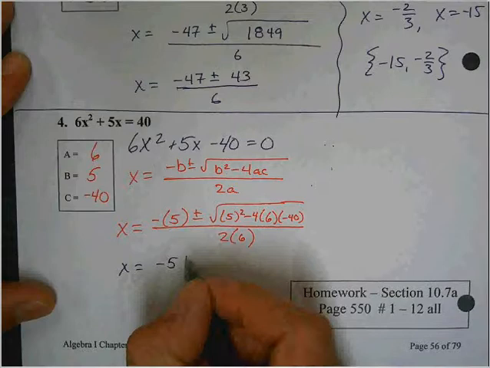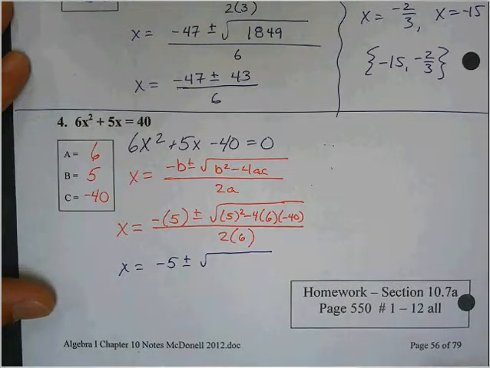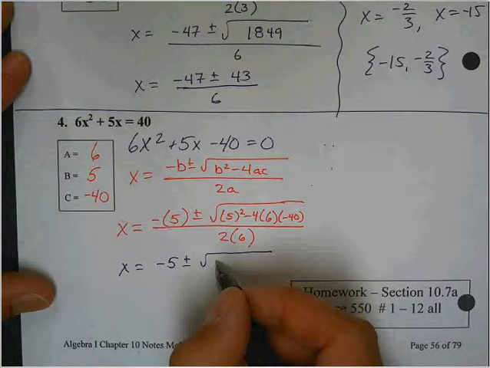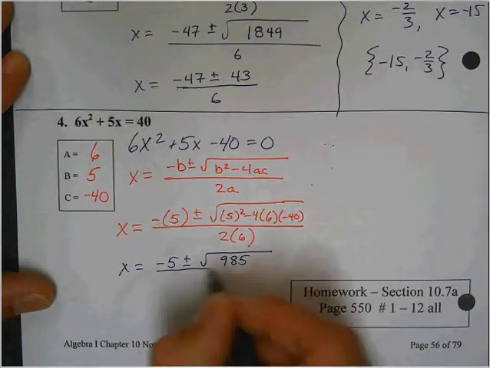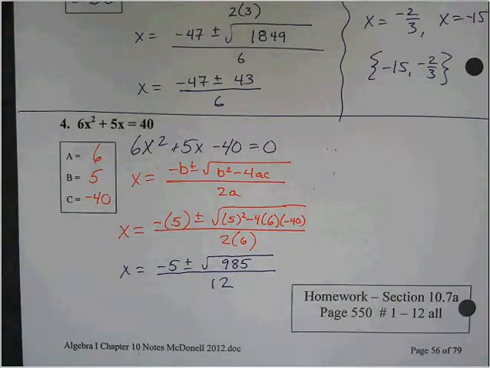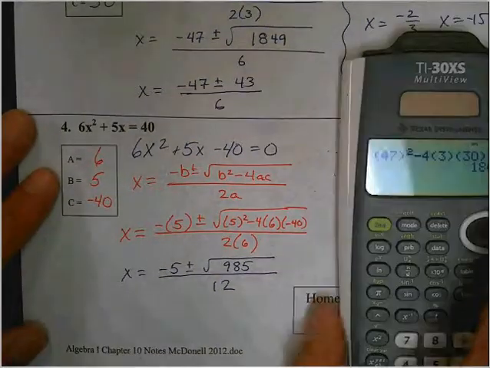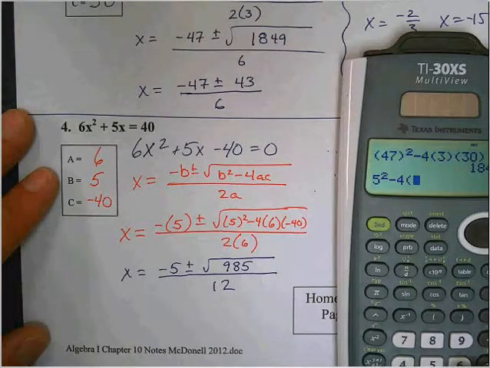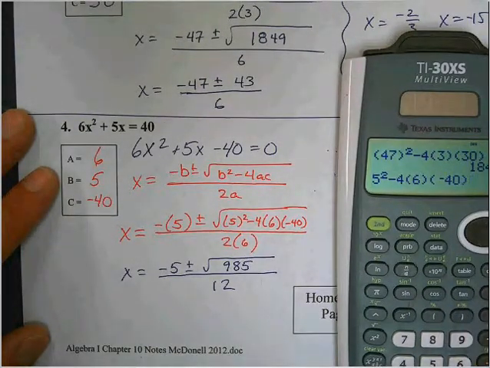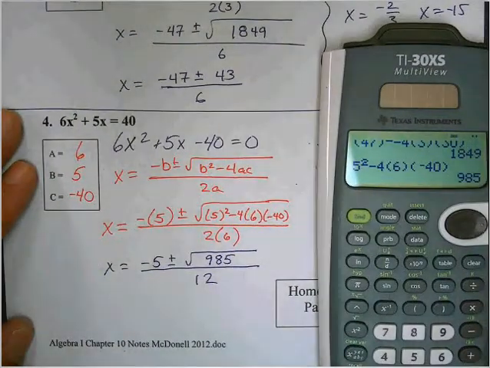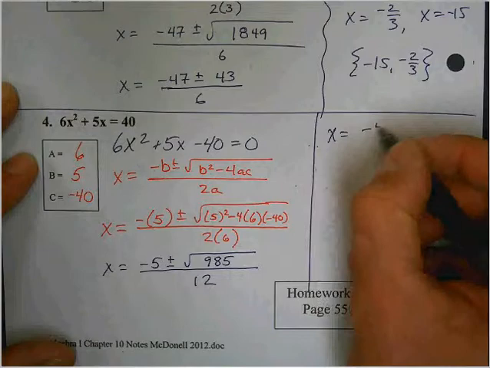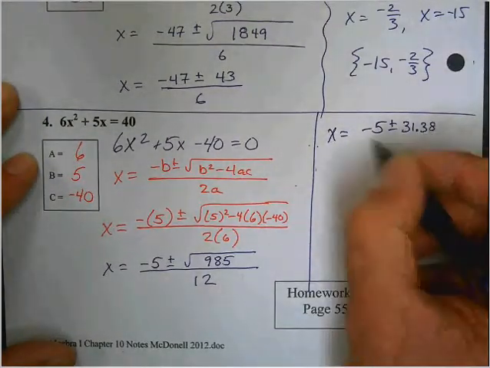Someone tell me, what do I have under that big square root? How much, Jess? You got positive 985? Can someone confirm that before we go on? Okay, everyone make sure you can crunch to 985. 5 squared minus 4 times 6 times negative 40. 985. All right, and what's the square root of 985? 31.38. Oh, we got a decimal this time. You said 31.38? Yep. All over 12.